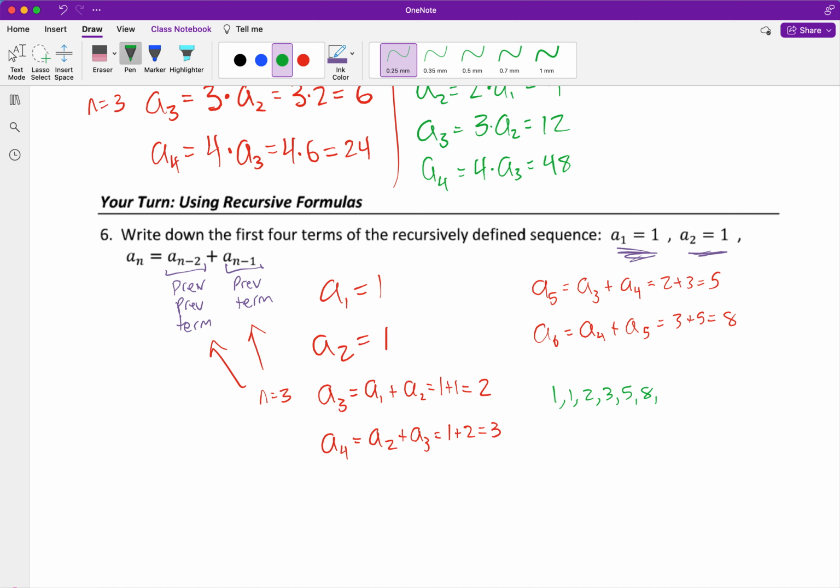So I do 1 plus 1 is 2, 1 plus 2 is 3, 2 plus 3 is 5, 3 plus 5 is 8, 5 plus 8 is going to be 13, 8 plus 13 is going to be 21, and so on. And so that's what this rule looks like when it's written as a formula. Take the 2 previous numbers and add them together, and that gives you your new number. And that's the Fibonacci sequence, which is used all the time in things.